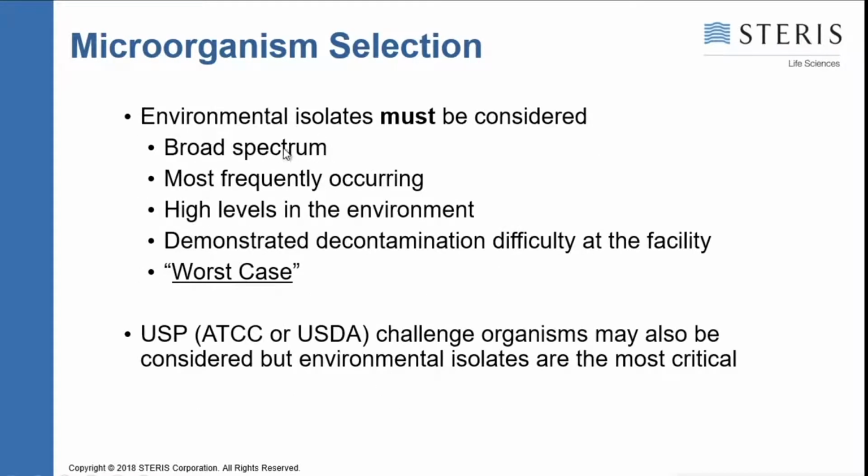For selecting the microorganisms, you would want to decide, are your environmental isolates broad spectrum, frequently occurring? Do they occur at high levels in the environment? Would you consider them worst case? Maybe you want to choose your worst case mold, your worst case Bacillus, and include those in the testing. You can also include certain American Type Culture Collection strains or USDA strains as additional representative strains to really get a feel for how effective your program is when you do your coupon study.